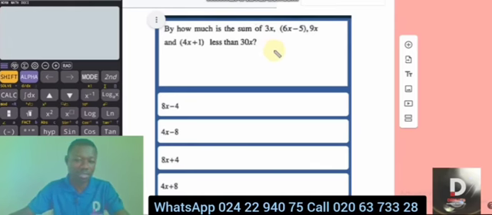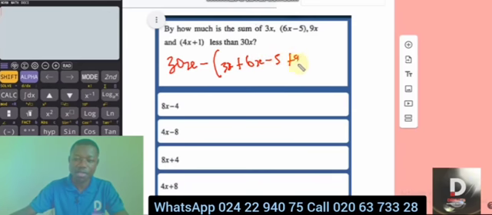If you want to find the difference between something, it's subtraction, right? So what do you do? 30x minus the sum of all of them. So 3x plus 6x minus 5 plus 9x plus 4x plus 1.